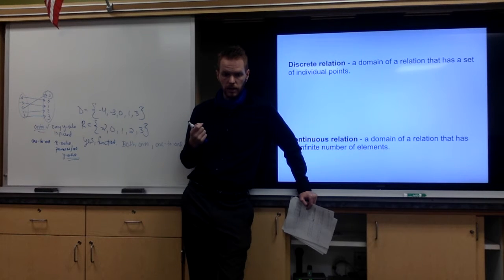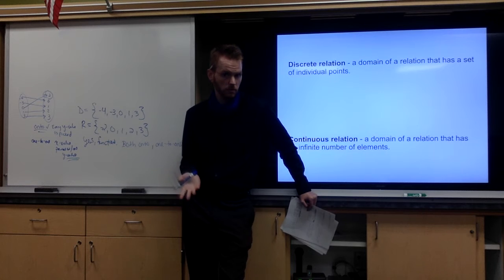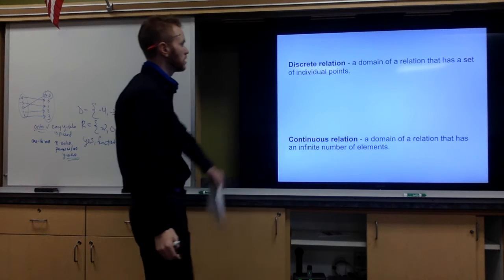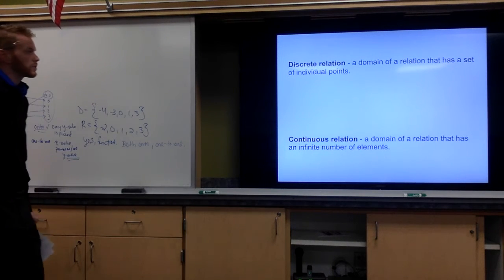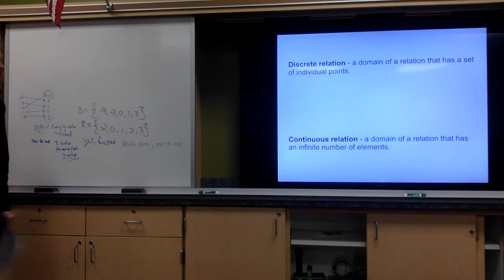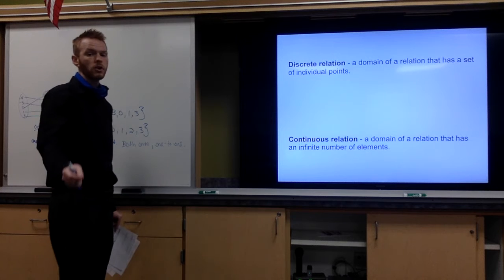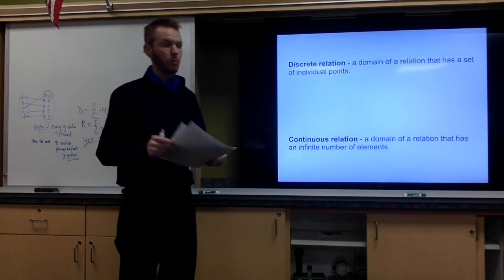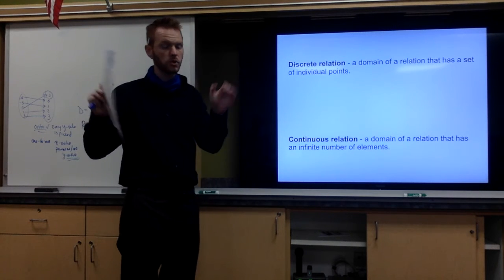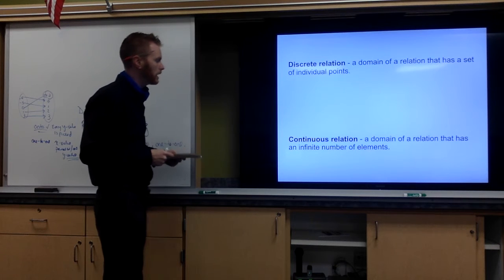Now we're going to say a relation can be described as discrete or continuous. Those are my next two adjectives I'm going to use. A discrete relation is just a set of individual points. That's it. Like the points I gave at the beginning of this lesson, or if you go back to the chart of the weather points, the temperature points, that's discrete.